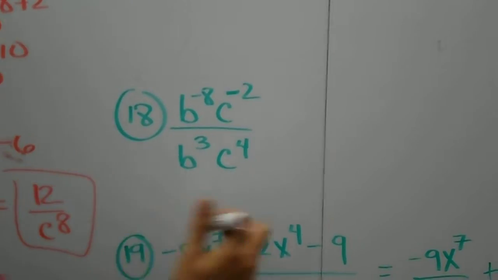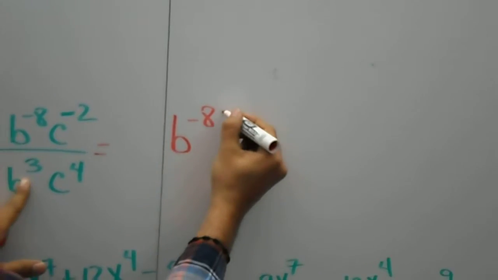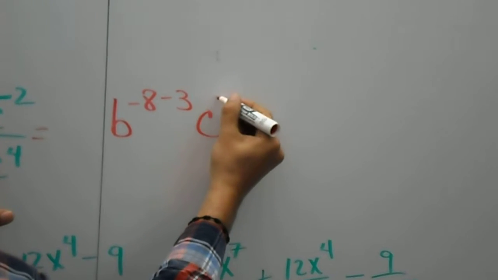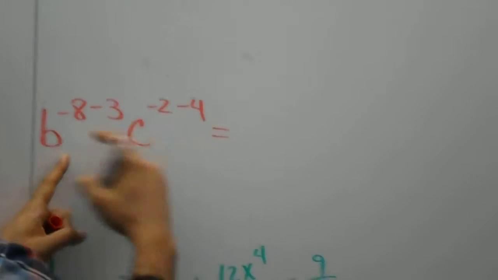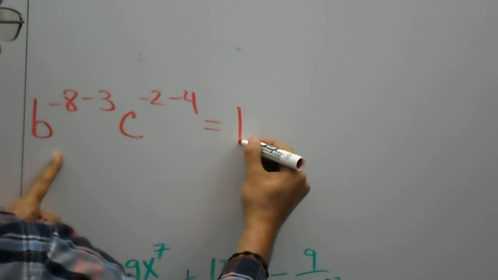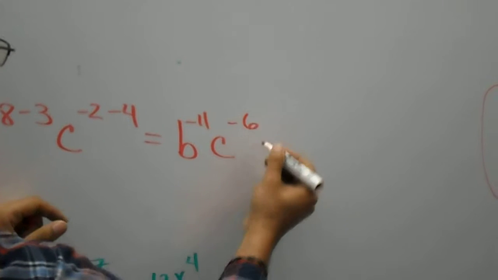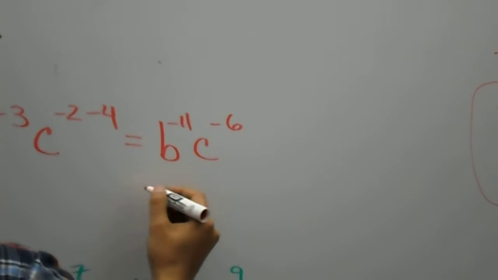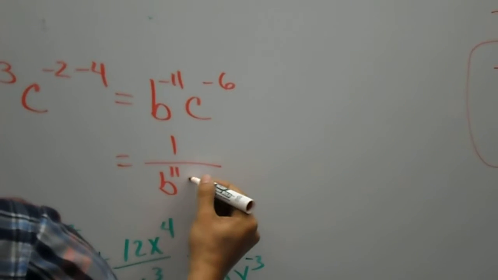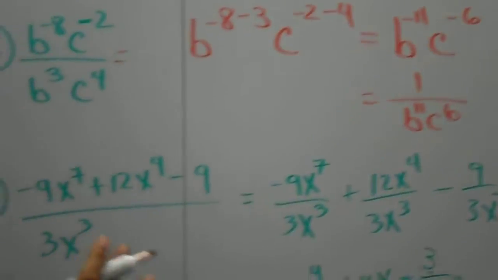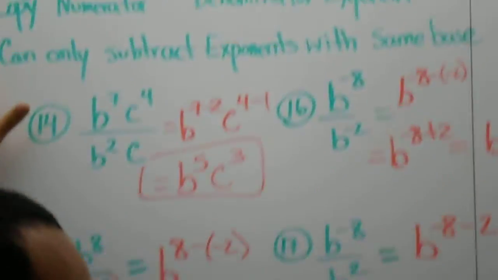How about here, number 18? Number 18, you have b, minus 8 minus 3. You have c, minus 2 minus 4. What does this become? This becomes 8, 9, 10, 11. So b to the negative 11. And then c, 2 plus 4 is 6, so c to the negative 6. Notice that the exponents are negative, so the answer is going to be all under 1: 1 over b to the 11, c to the 6. So that is very important for you to know, the rules of dividing exponents.